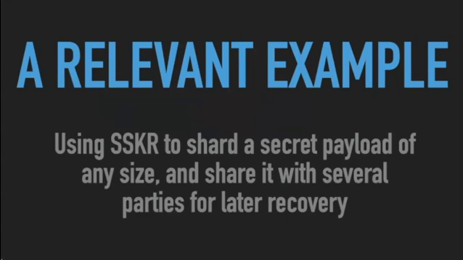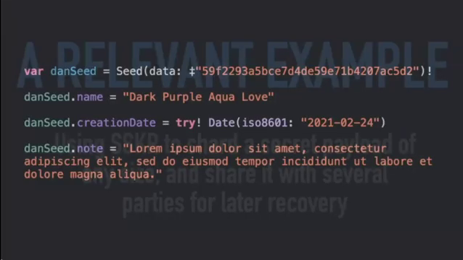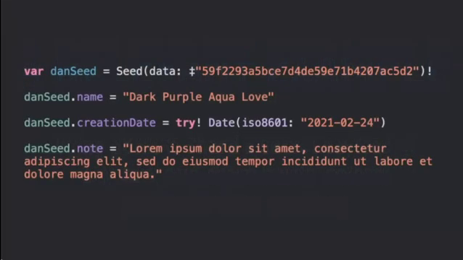So I'm going to show you a few lines of code. This will go by pretty quick. It's actually pretty simple code. So let's say we have Dan, who starts by creating a seed, something he wants to protect, and he adds several pieces of metadata to it: a name, a creation date, an arbitrary length note, and this makes it basically exceed the size that SSKR by itself can handle.